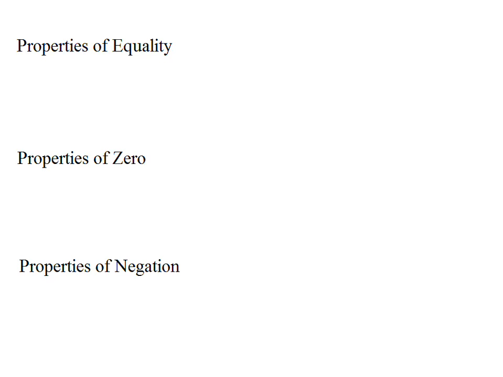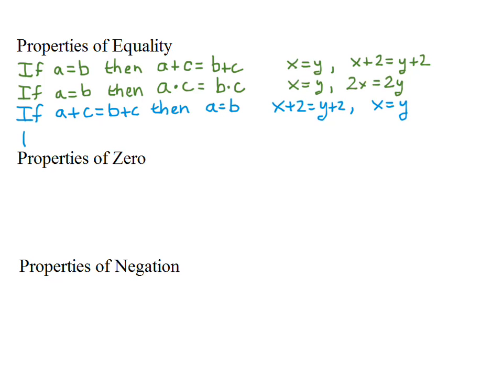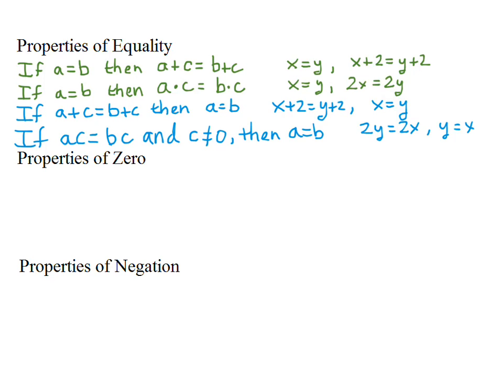All right. Last few here, we have properties of equality, and what this means is that if you have two things that equal each other, we can add the same thing to both sides, and we can multiply both sides by the same thing. And it works the other way around: if something is added to both sides, we can subtract it from both sides, and if something is multiplied on both sides and that multiplicand is not 0, then we can say that the two things are equal. So that's a mouthful of words to really show you that if x equals y, then we can add 2 to both sides, or we can multiply both sides by 2.